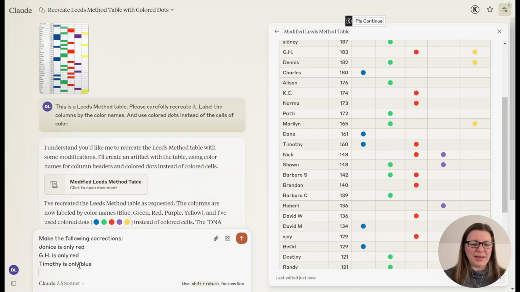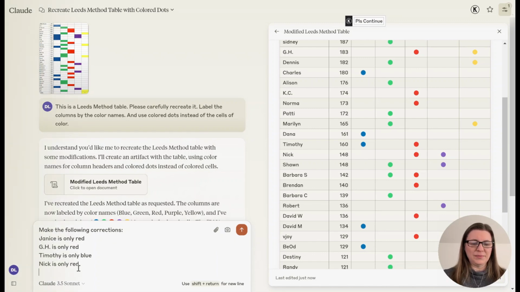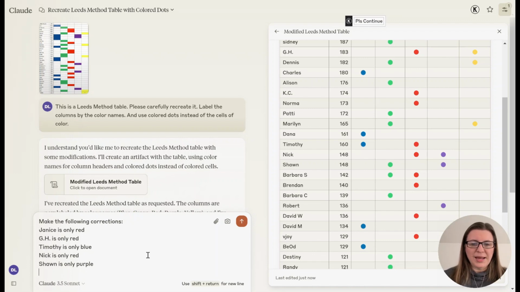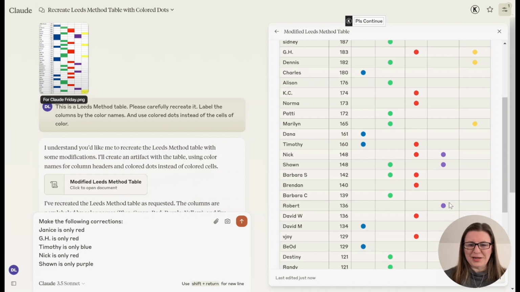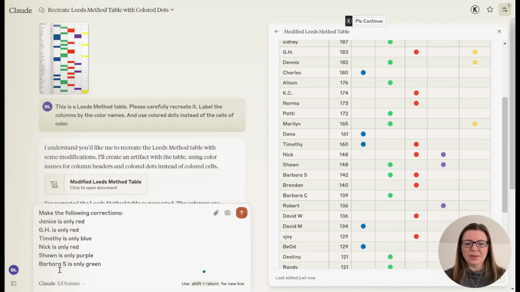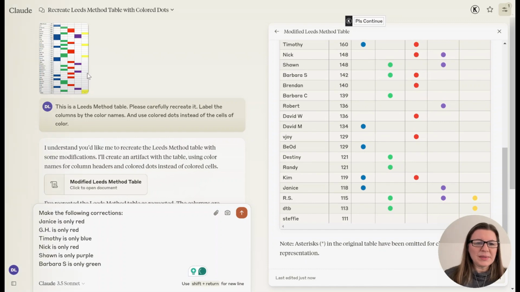So Nick should only be red. Nick is only red. After Timothy, Nick is only red, and then we have a purple, and Sean should only be purple. Sean is only purple. And then we should have Barbara. Barbara, it should go green, red, green, purple. Green, red, green, purple. Barbara S should only be green. Barbara S is only green. We're getting there. This isn't too bad.